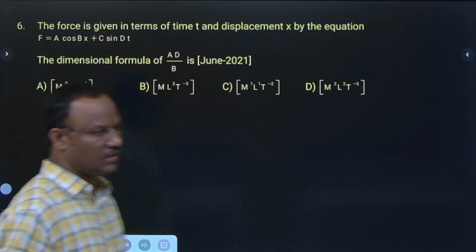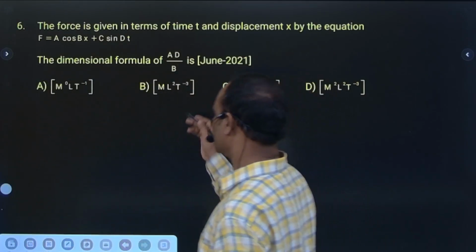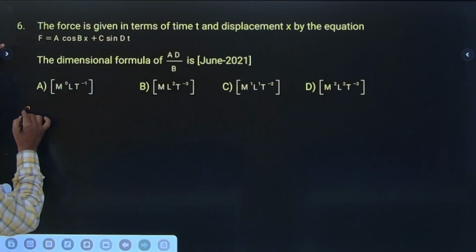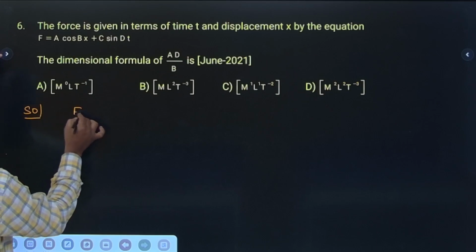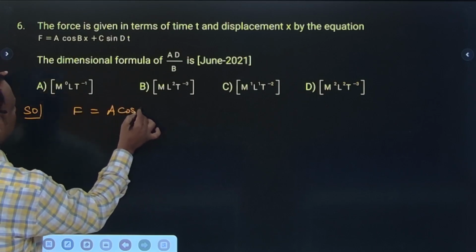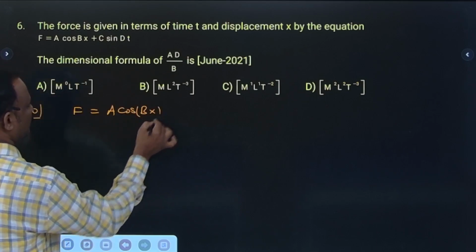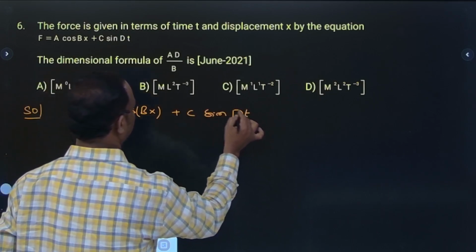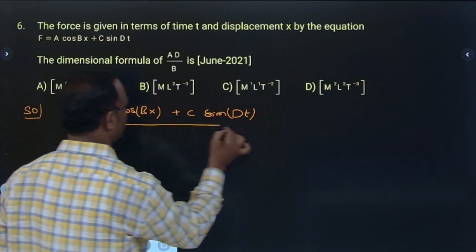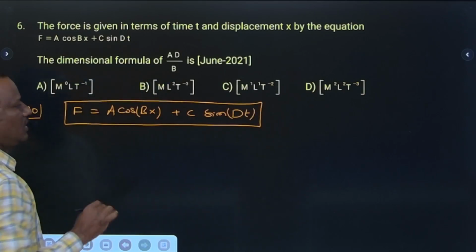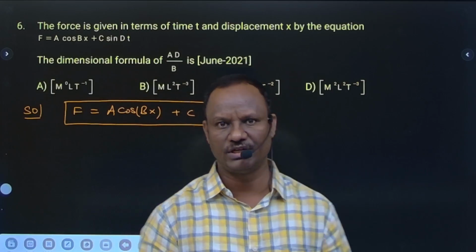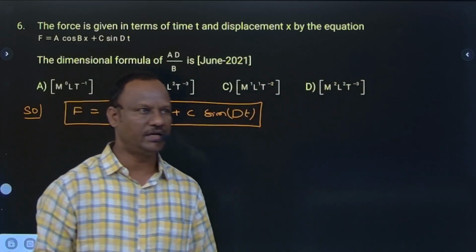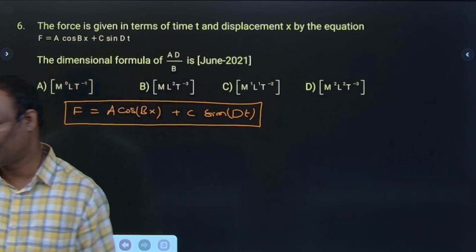This is also based on dimension analysis. For dimension analysis, when you see this first one, what is given? Check it carefully. F is equal to A cos Bx, just keeping the bracket, plus C sin Dt. This is purely the principle of homogeneity. Principle of homogeneity is: physical quantities of the same dimensional formula can be added, equated and subtracted.